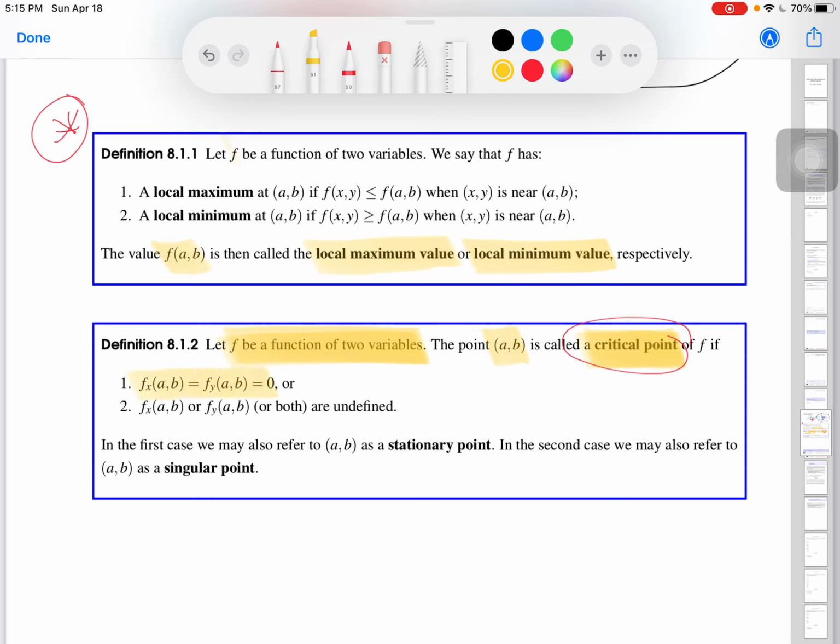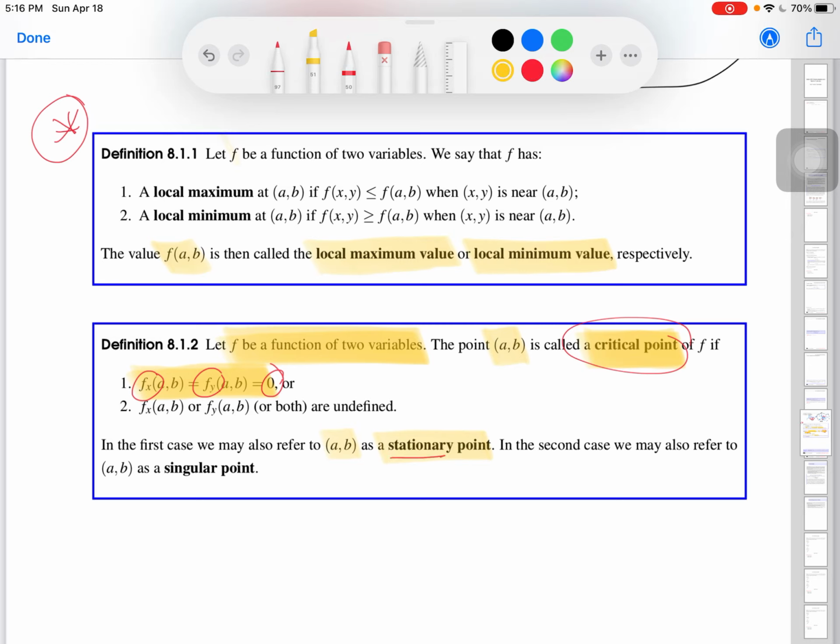Because there is an "or" in this definition, we want to name each case to make it easier to refer back to. In the first case, we might call the point (a, b) a stationary point. Stationary comes from the idea that fx and fy are both 0 there. So there's some sense in which the function's values are not changing, at least in these two directions. So that's stationary in that sense.